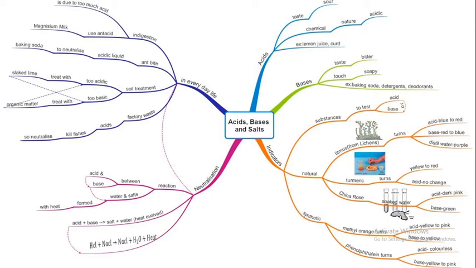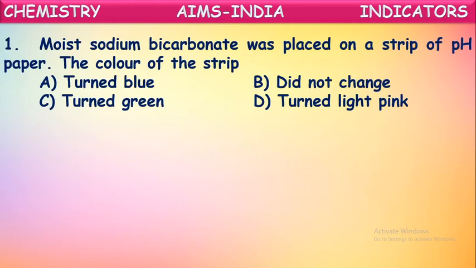Okay, let us start the practice sheet. The first question: moist sodium bicarbonate was placed on a strip of pH paper. What happens to the color of the pH paper? What is the nature of sodium bicarbonate? If we know that, we can answer it. We know sodium bicarbonate acts as a base. So what is the color change of pH paper with bases?